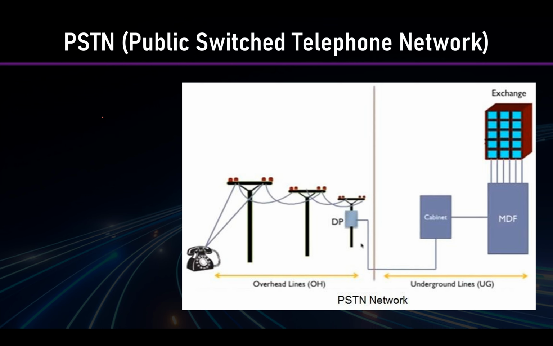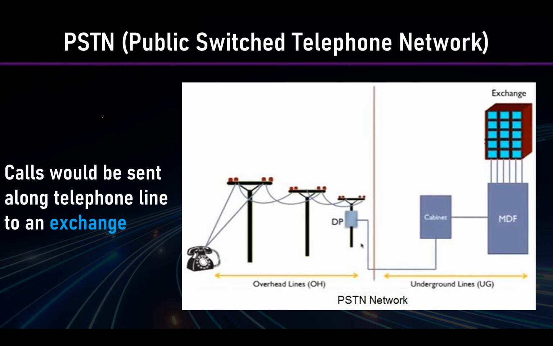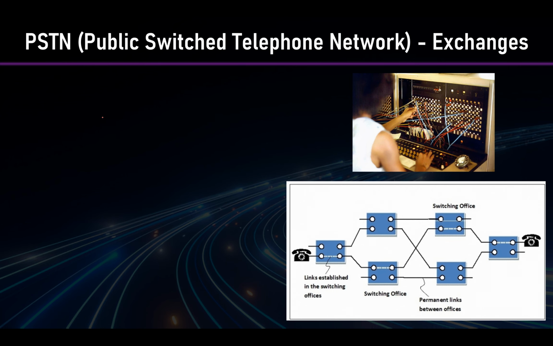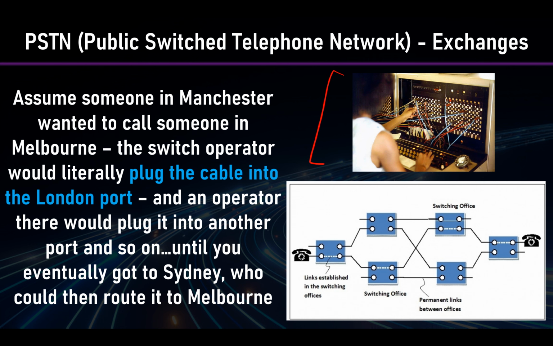Then if we talk about circuit switching, that's going to use the PSTN, the public switched telephone network. So calls will be sent along a telephone line to an exchange. If we look at the exchange in the top picture here, we're going to have all of these different ports, all of these different wires. Let's say we have someone in Manchester, and they want to call someone in Melbourne. This is probably going to be the Manchester exchange point.